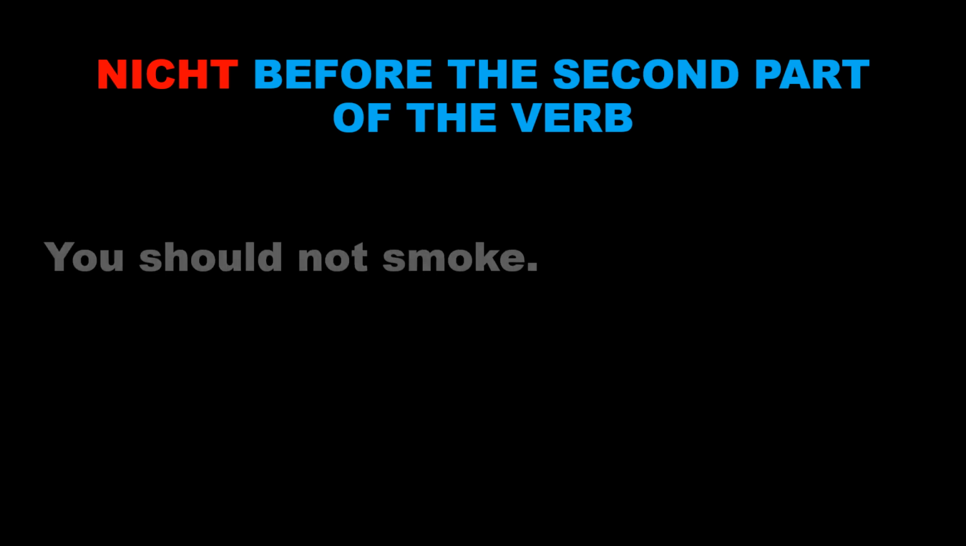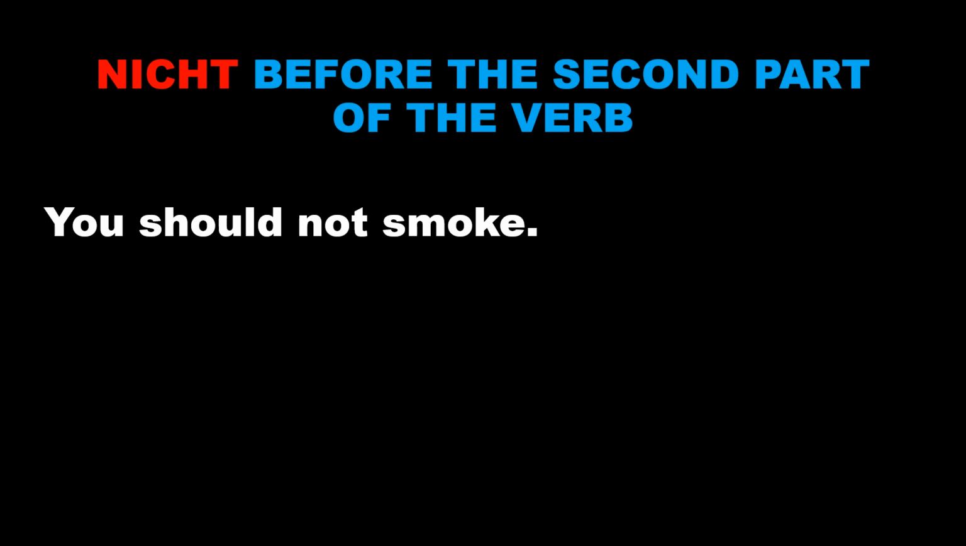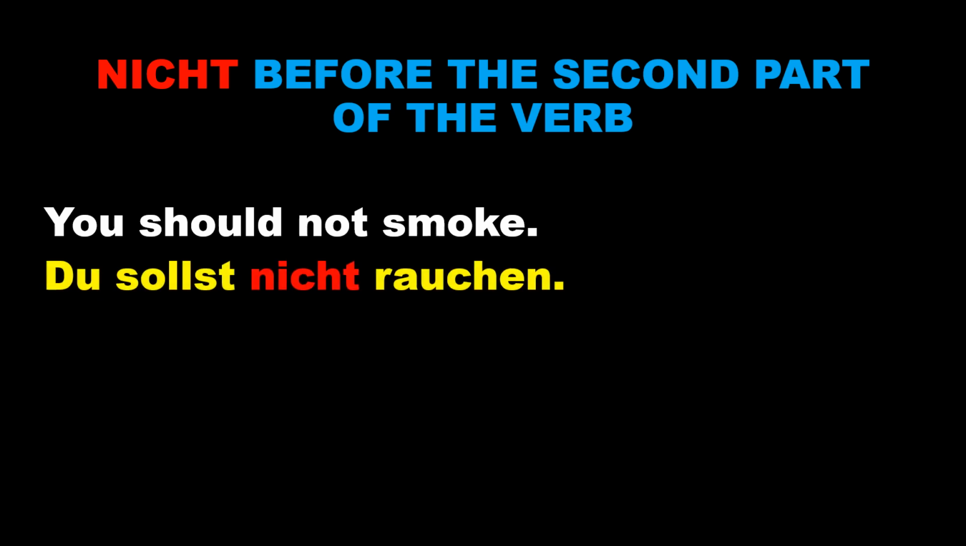Nicht before the second part of the verb. Let's see a few examples. You should not smoke. Du sollst nicht rauchen. Here you can see it's a modal verb sentence. So the modal verb is at the second position in conjugated form and the other verb is in infinitive form at the end of the sentence, and nicht is positioned before the second verb. You can see here that is how we will use it. Du sollst nicht rauchen. Let's go ahead.